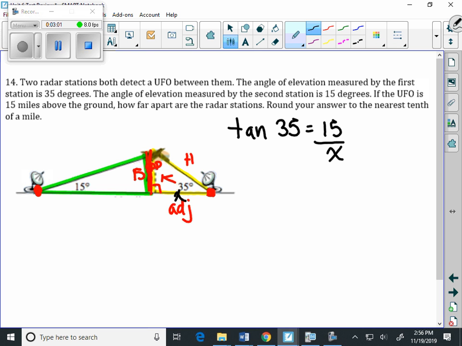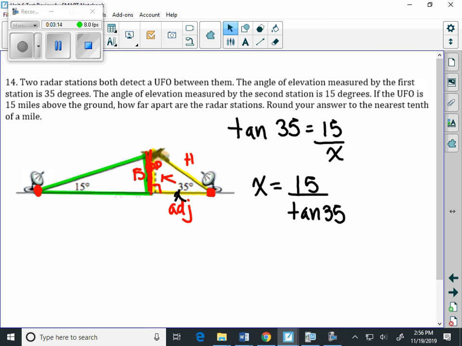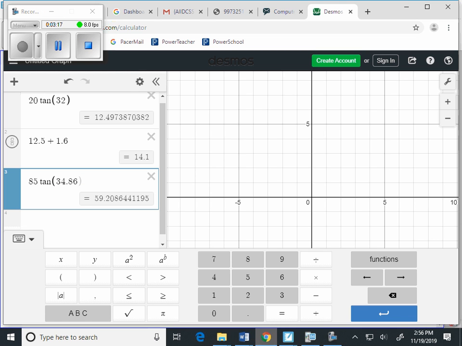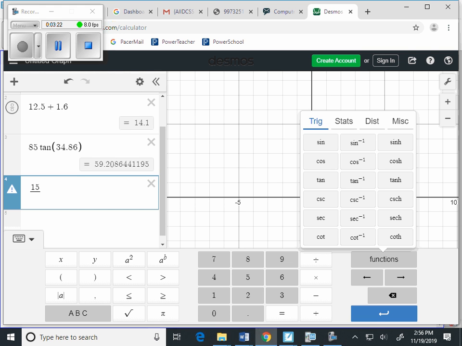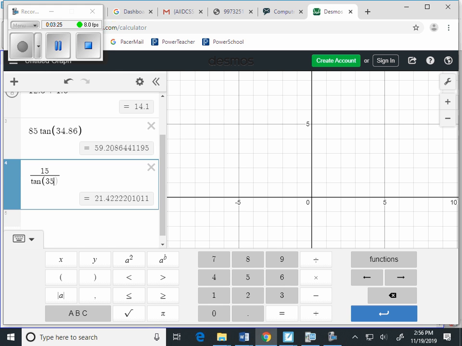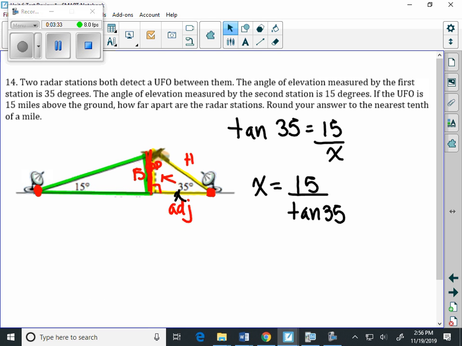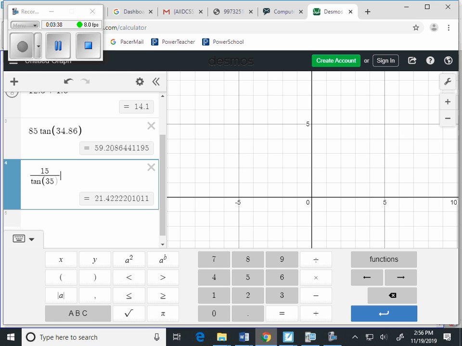Remember, in order to solve this, we're going to switch places. The tangent 35 and the x are going to switch places. So this is going to become x equals 15 divided by tangent of 35. And that's what we're going to go ahead and type into decimals. 15 divided by tangent of 35. And we get 21.4. We'll go back and look at the units here. But the problem says round your answer to the nearest tenth of a mile, so we're going to stick with our 21.4.